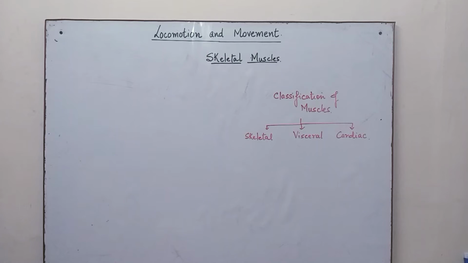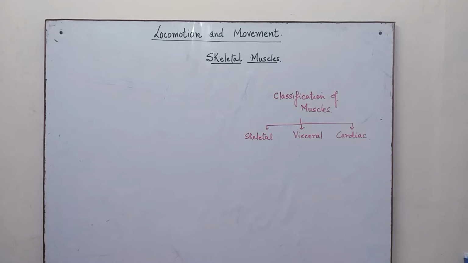Starting with a new chapter, chapter 20, that is locomotion and movement. Now, this locomotion and movement is an elaborate chapter that deals with the structure of the muscles, the movements which are brought about by the muscles, and the skeletal system of the body. But since this year the syllabus has been reduced, we will be talking about only the topics which are required.